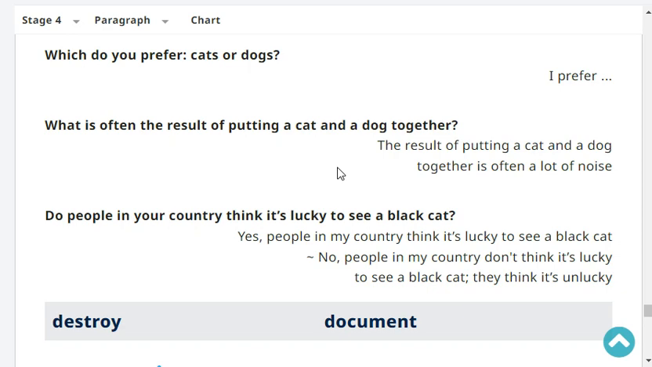What is often the result of putting a cat and a dog together? The result of putting a cat and a dog together is often a lot of noise. Very good. Do people in your country think it's lucky to see a black cat? Yes or no? Yes, people in my country think it's lucky to see a black cat. Very good.